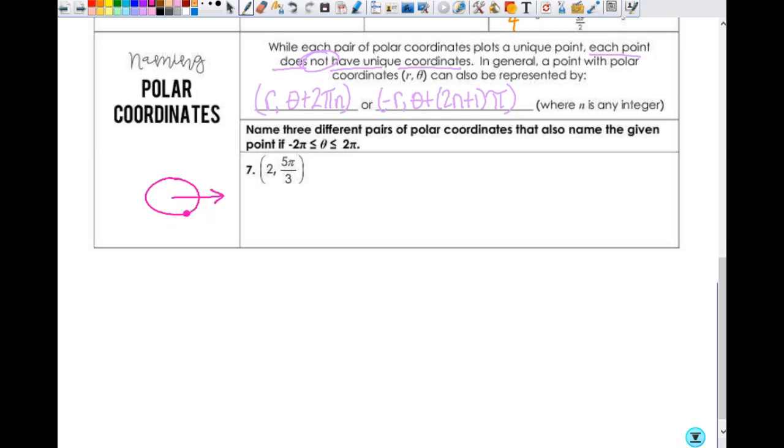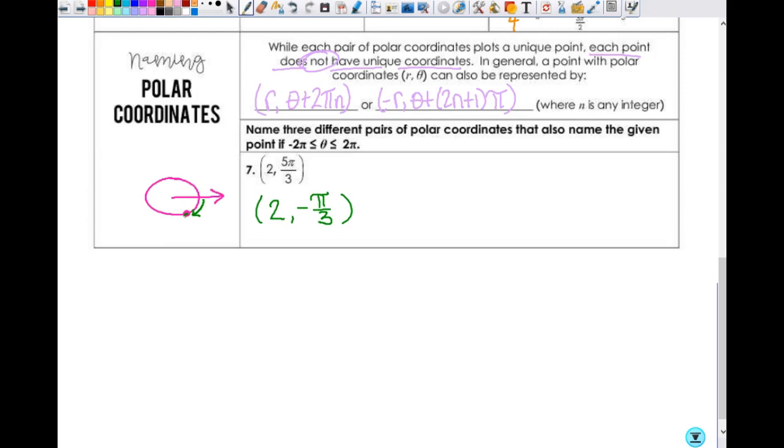And the radius being 2 doesn't matter on my little picture. I'm more worried about where the angle is. And so then I need to come up with 3 other points. There's going to be another point that has a positive radius. So I can get to this point by going a positive 5 pi thirds and a radius of 2, or I could go a negative what? Pi thirds. So a radius of 2, angle of negative 5 pi thirds would get me to the exact same angle. Does that make sense to you?